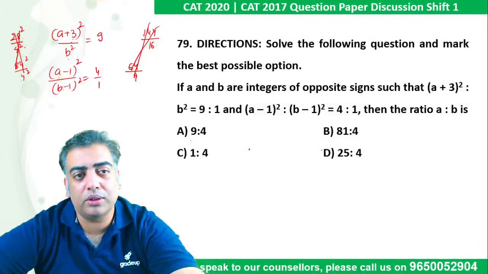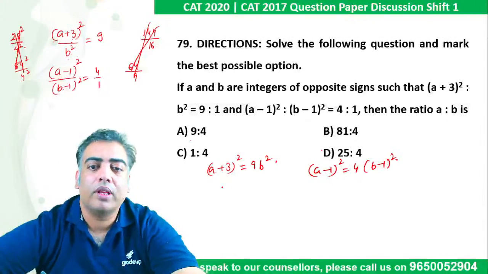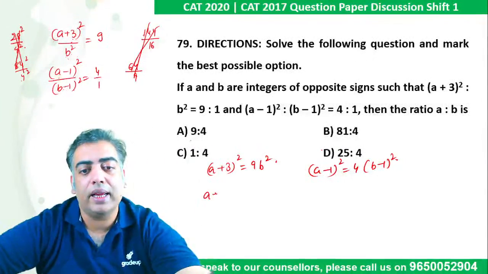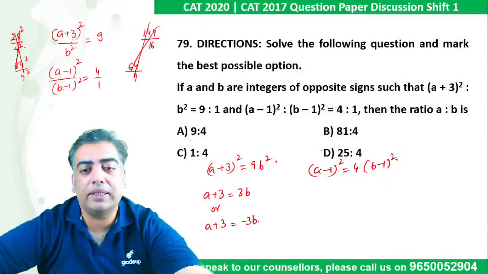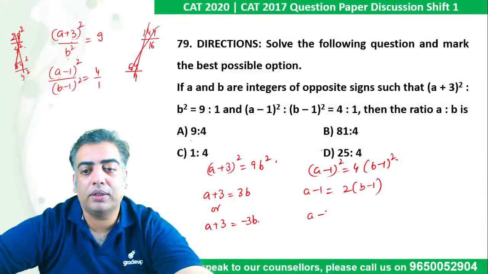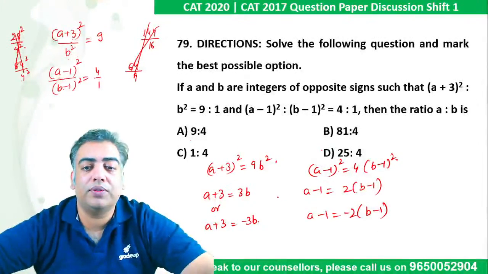Now let's focus on solving these equations. First is (a plus 3) whole square equal 9b square. On the other side, it is (a minus 1) whole square equal 4 times (b minus 1) whole square. When we take square root, we will be getting plus minus sign on the right hand side. So we can say a plus 3 is equivalent to either 3b or a plus 3 is equivalent to minus 3b. Likewise, in this case, a minus 1 equal twice of (b minus 1), or a minus 1 equal minus of 2 times (b minus 1). So there are 4 equations which we have to solve.